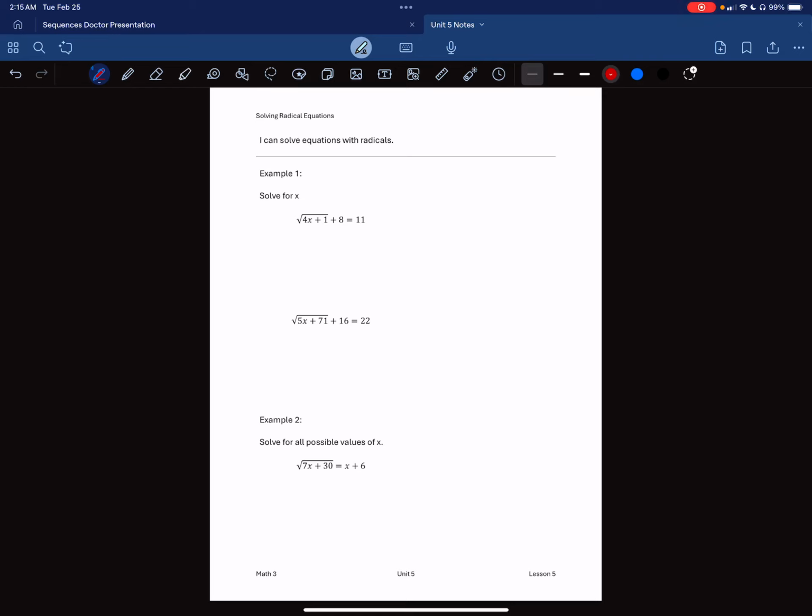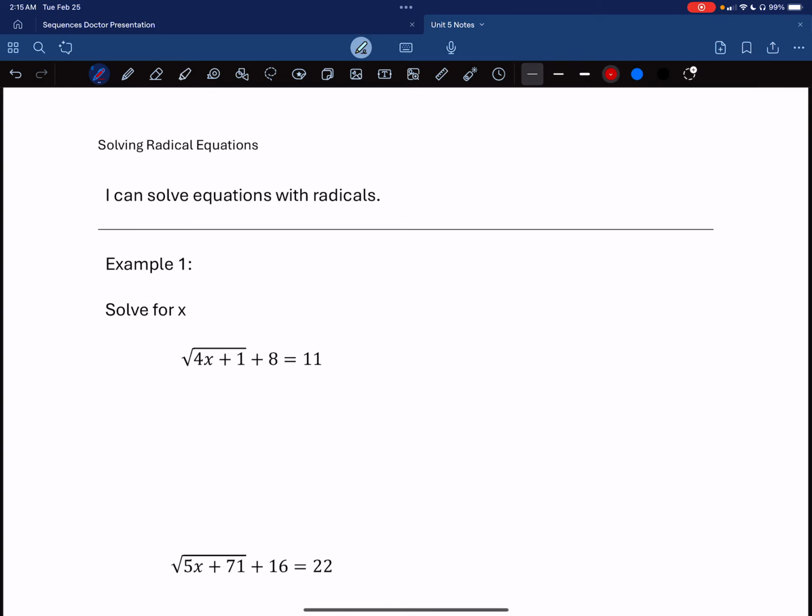Okay, so today we're going to be going over lesson 5 for Math 3. It's going to be solving radical equations, okay? Because we're basically solving, but now we have square root or cube root, okay? So for example 1, jump right into it.